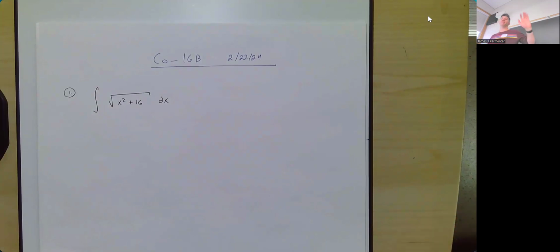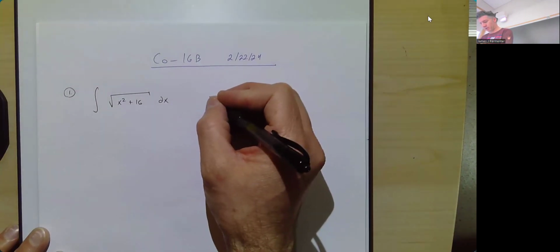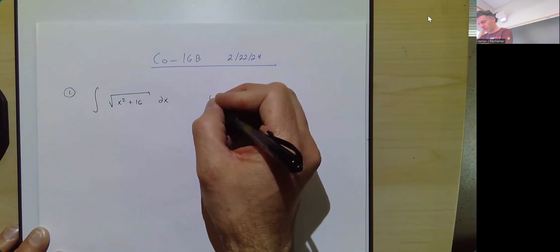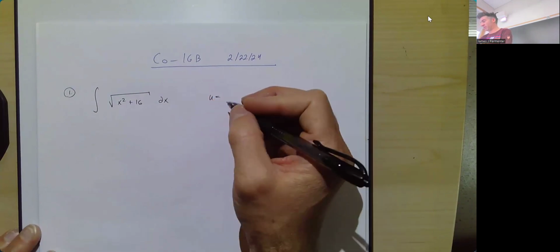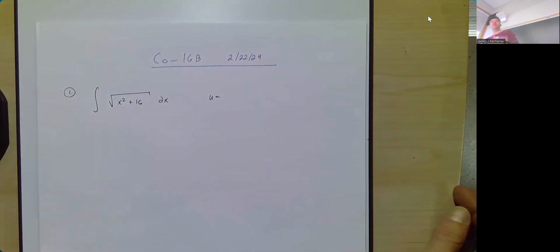There are methods to do this in 21B that we're not going to talk about. But if you try to do this, the only seemingly plausible choice here would be to let u equal maybe x squared plus 16, but that doesn't really work out. So when you encounter something like this, you might be encouraged to use a table where you look up a formula that has that specific format.